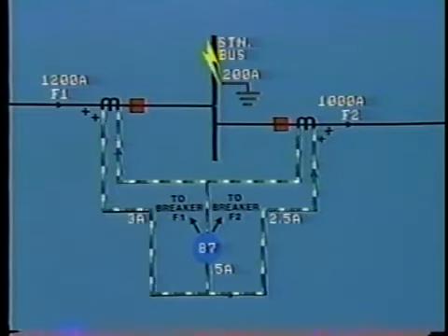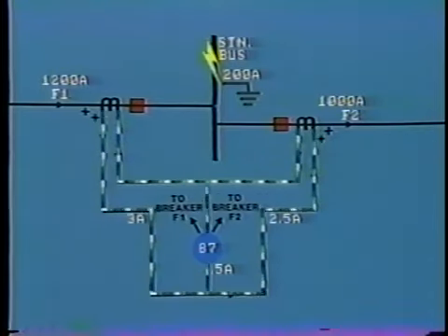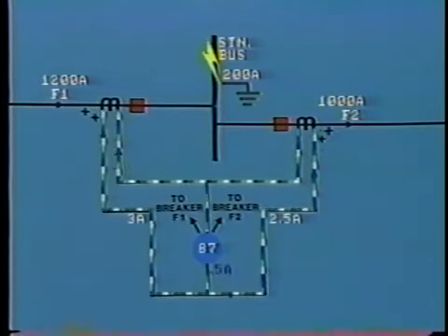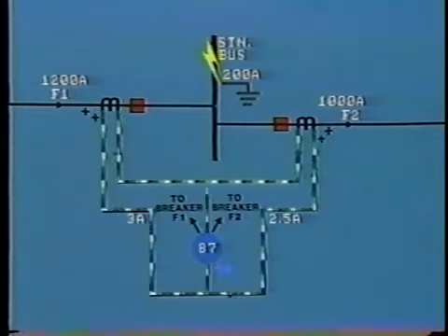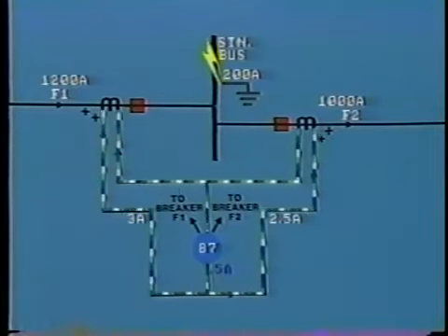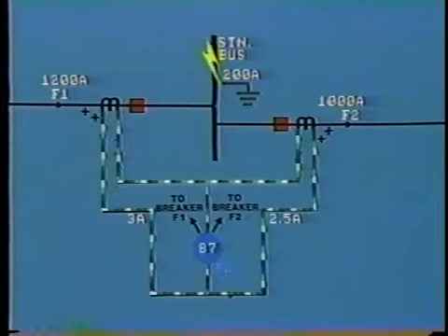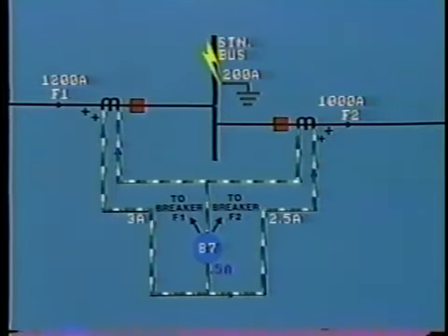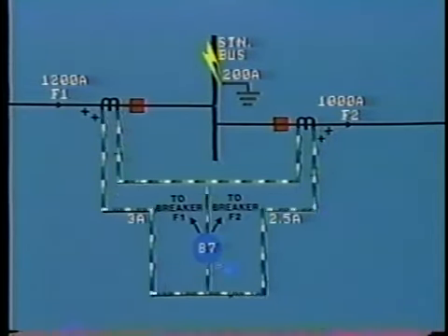Note that it is the location and connections of the CTs which provide the relay its differential operating current. The difference, 0.5 amps, will flow through the relay operating coil and so close the trip contacts, providing that the relay is set to trip at that value.